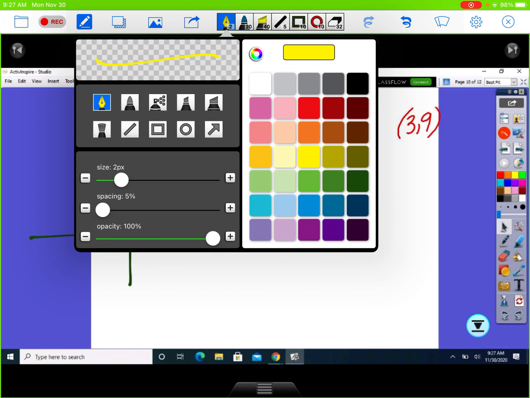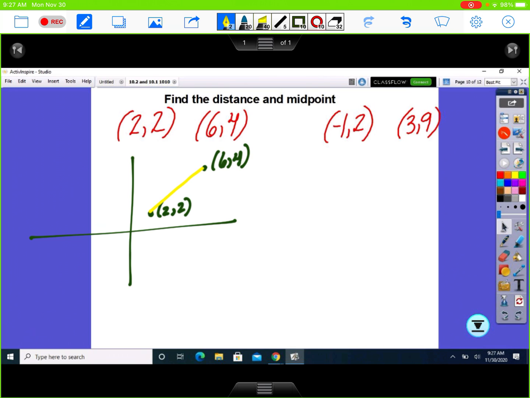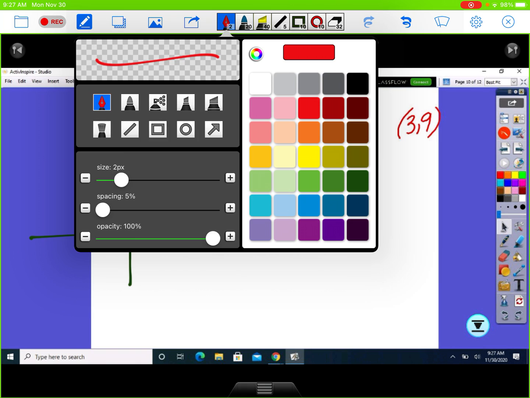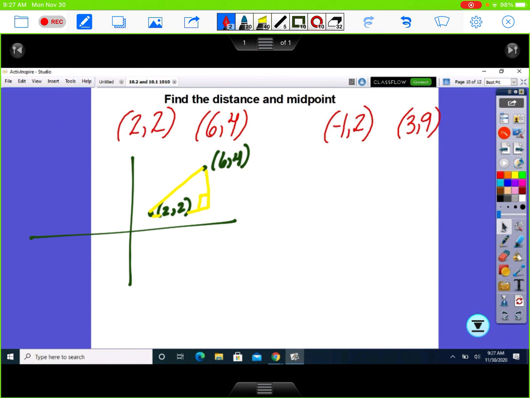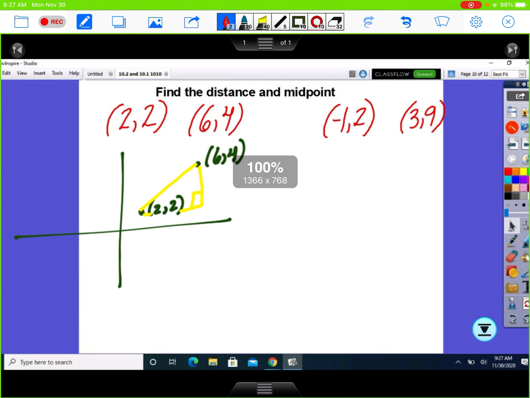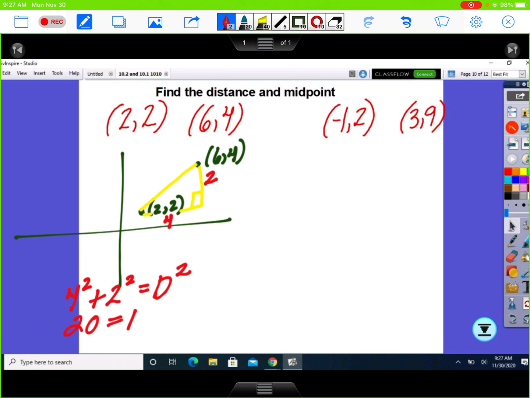So then I personally would draw myself a right triangle to give myself the visual I want. Then I would write in, what's the distance from 2 to 6? Looking at my x values, that would be 4 units here. Between our y values, it was from 2 to 4. That would be how many units of distance? So then I would do 4 squared plus 2 squared equals our distance squared. That would be 16 plus 4, which is 20, equals distance squared.